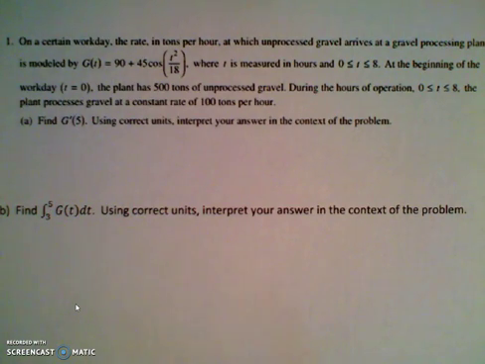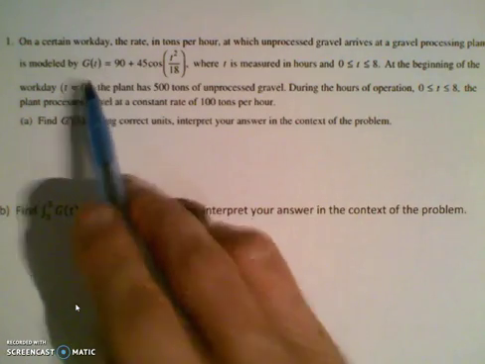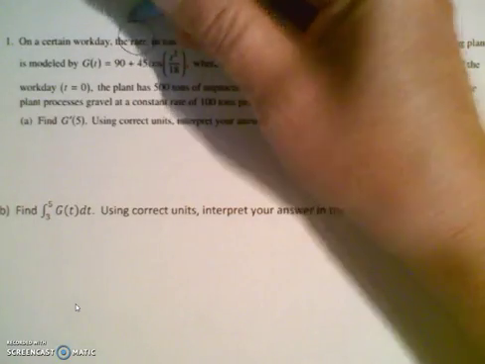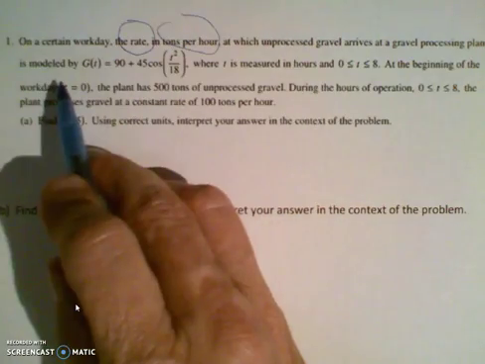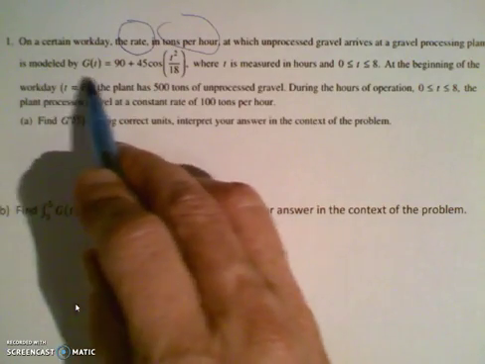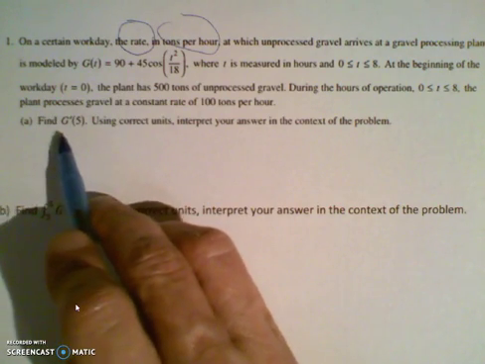Okay, so in this video I'm going to be talking about how to give a correct interpretation of calculus notation, and especially focusing on the element of the time factor. In this situation, we have given to us a rate in tons per hour at which unprocessed gravel arrives at a gravel processing plant. It's given by this function right here. And we're asked to find g prime of 5.